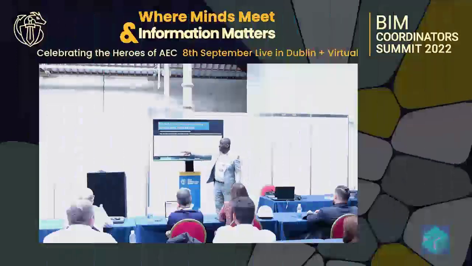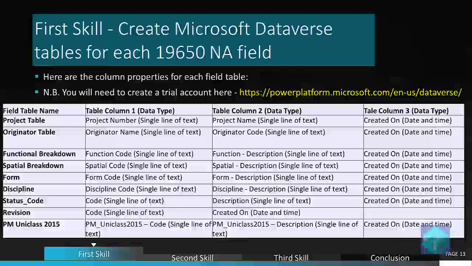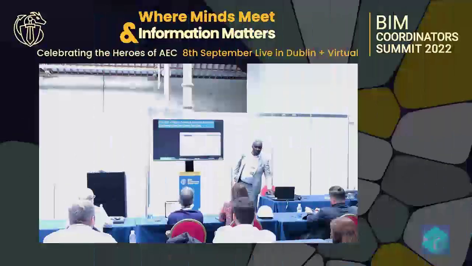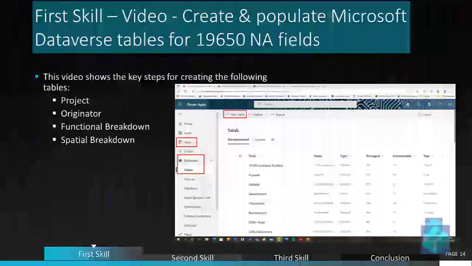And you can see essentially these are the columns. So normally it's the number, the name, the number of the project, the name, and created on is just automatically part of this. All right? So we're going to be seeing a video essentially that shows us how this is being generated for just these 4 particular items. I'll talk you through it as we go along, which is creating essentially 4 tables: project, originator, functional breakdown, and spatial breakdown.